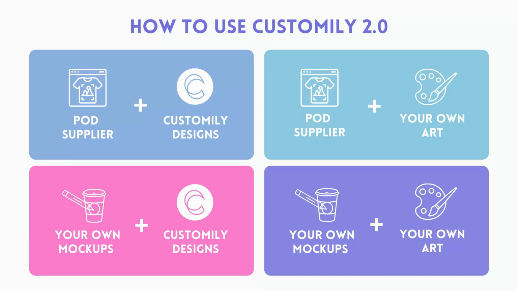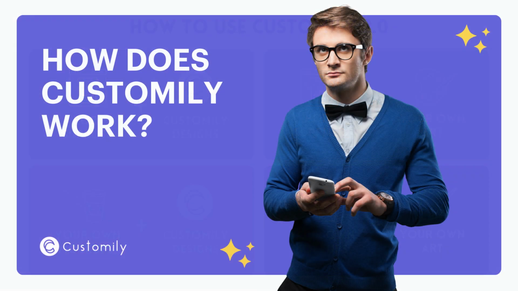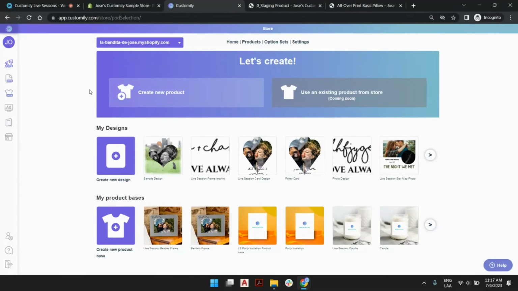Okay, so now that we have the different alternatives clear, we know what we can do with Customily 2.0, how we can create new products, and we also know that we can create the templates on our own and connect them to existing products. So today we're going to start creating products right now. So let's start from the beginning. Imagine I'm a Shopify store owner. I want to start selling personalized products, and I just installed Customily to try it out.